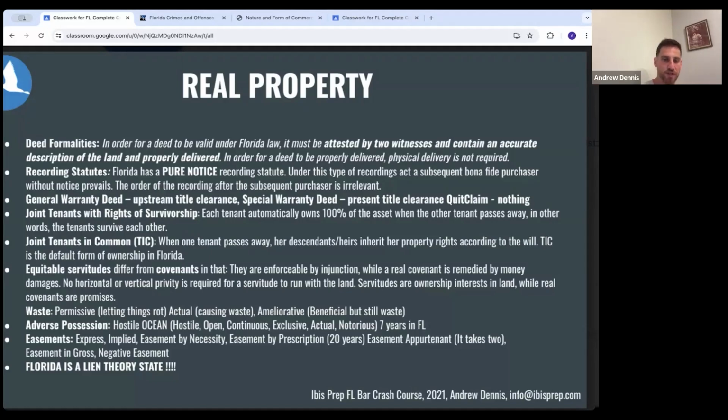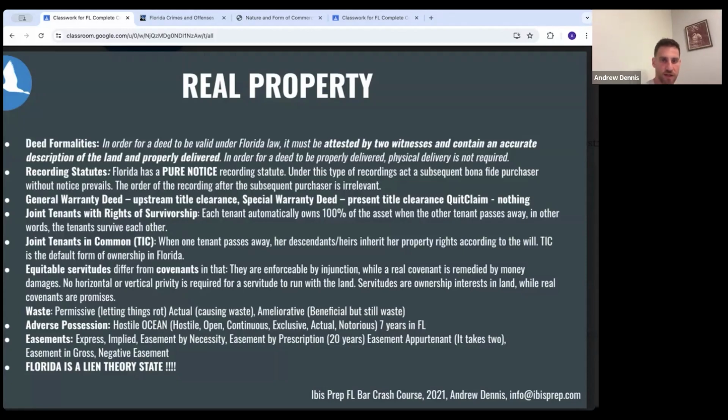So bona fide purchasers are people who take for value, without notice, in good faith. Just like we talked about earlier with the holder in due course, you can really remember they have the same elements. A holder in due course is the same thing as a bona fide purchaser in terms of commercial paper and real property. There's actually a holder in the ordinary course of business in secured transactions that exists too, but they don't really test that. Same exact concept though.